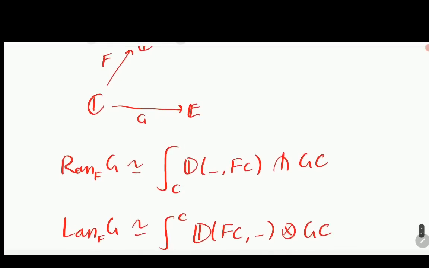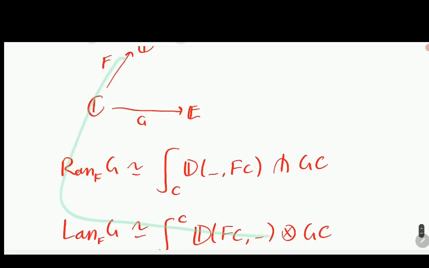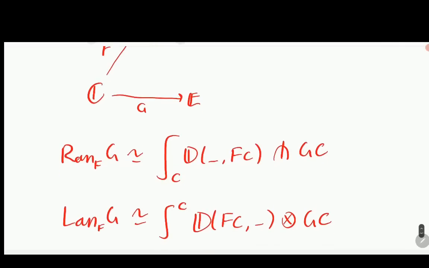Basically, the idea is that we have these formulas which allow us to write our Kan extension of G along F as an end or a coend, depending on which handed version we're looking at. So these results are dual to each other, and I'm just going to establish this one here, which allows us to write our left Kan extension as a coend.